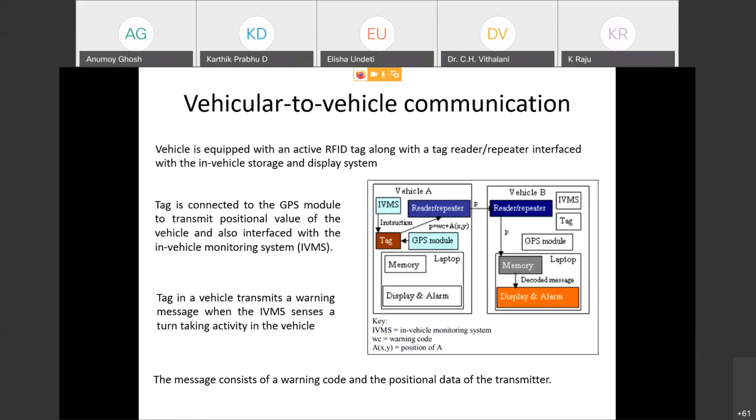And AXY is what? It is the GPS position, that is the position which is fed by the GPS module. Now the information, that means the warning plus my coordinates, is fed to the reader repeater. In this case, it will be acting as a repeater and it will be sending this signal to the other cars which are following this vehicle A.